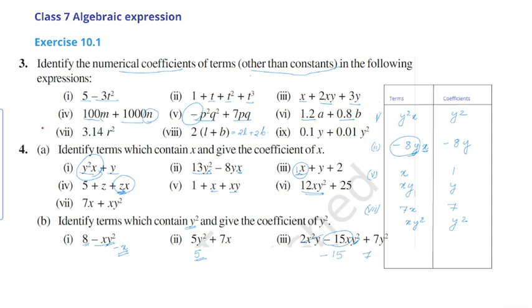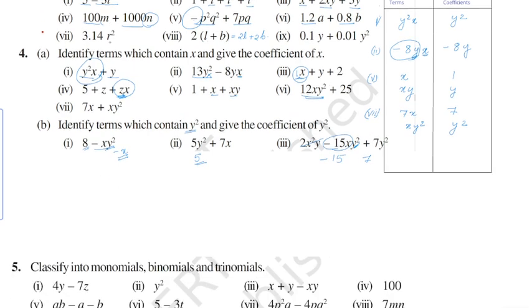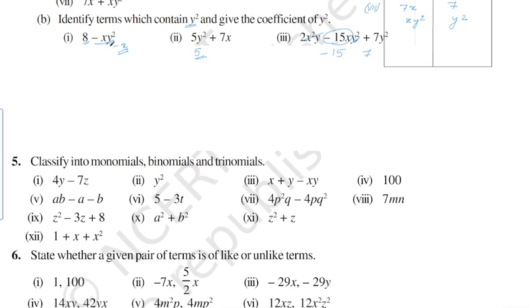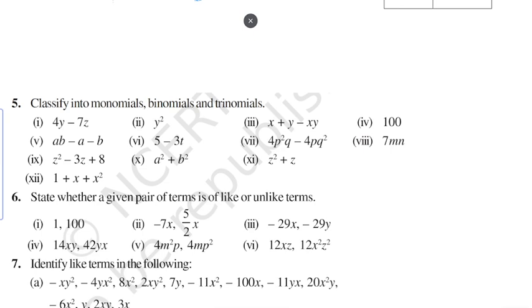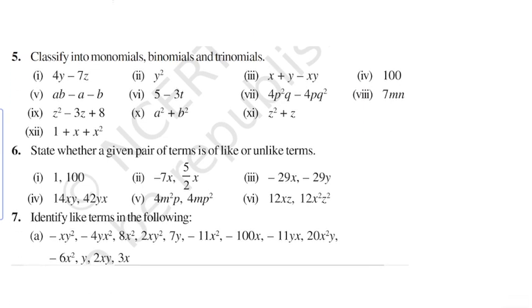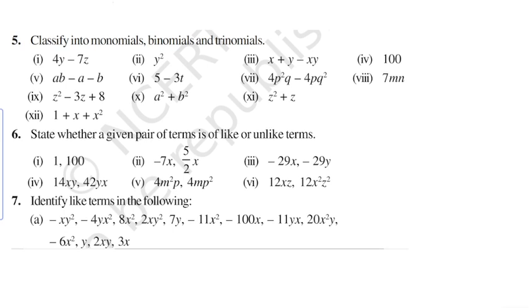Hope everybody understood this question. So we will move on to next question. Classify into monomial, binomial and trinomials. Right? So we have to classify into monomial, binomial, trinomial. So we have learned what is monomial, binomial and trinomial, right? So monomial is the polynomial which is having only one term. Binomial is the polynomial which is having 2 terms and trinomial is the polynomial which is having 3 terms, right?